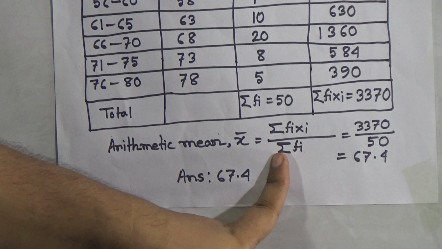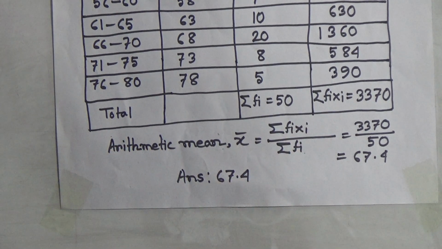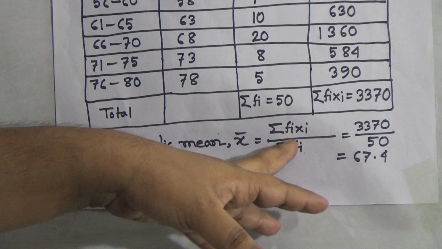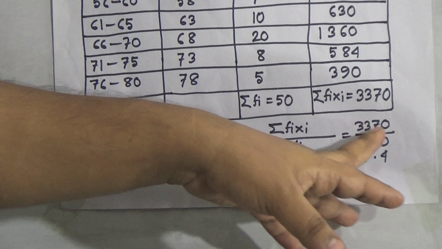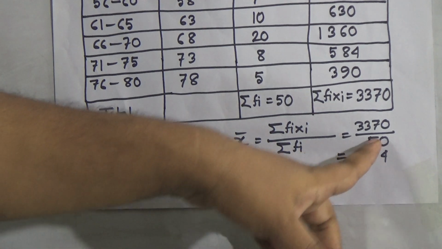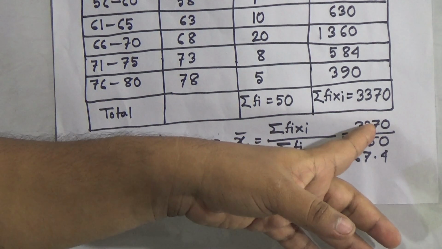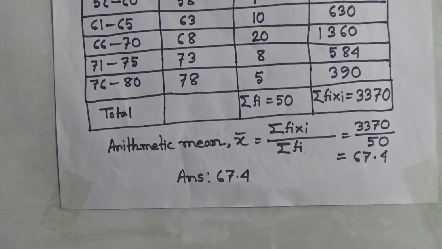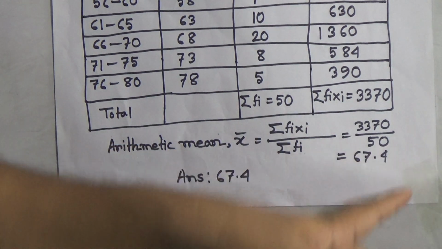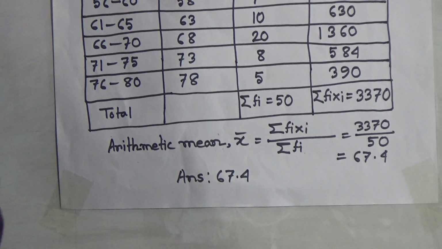My dear student, now we put the value of summation of fi xi divided by summation of fi. So the value of summation of fi xi equal to 3370 and the value of summation of fi equal to 50. Now we divide 3370 by 50 and we get 67.4, and this is the answer of this question. I hope you have understood.